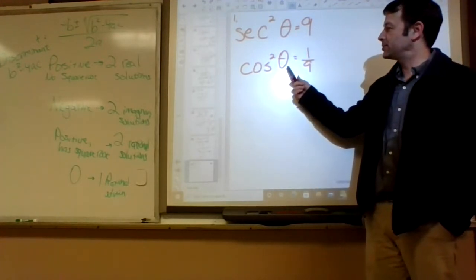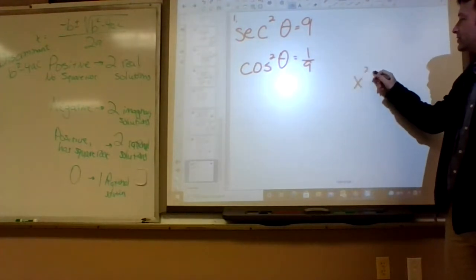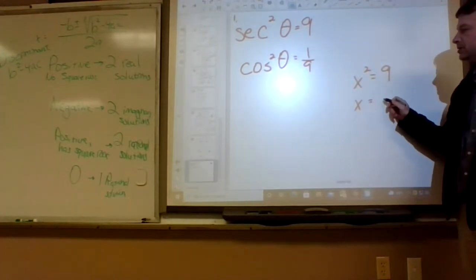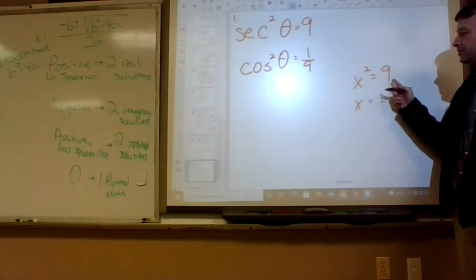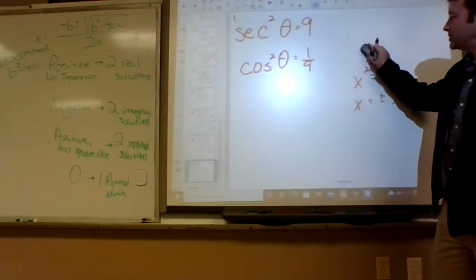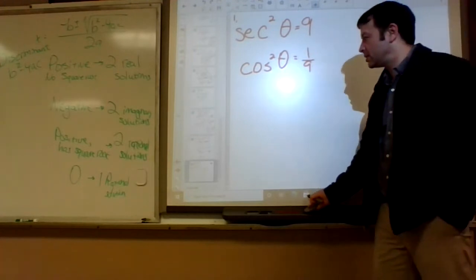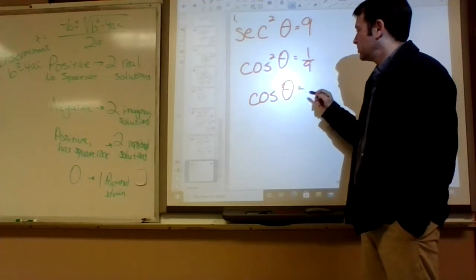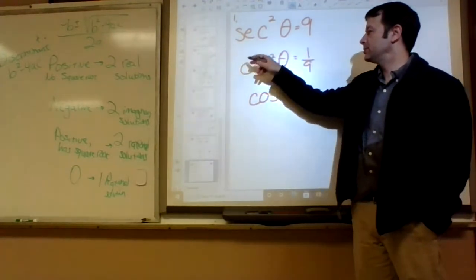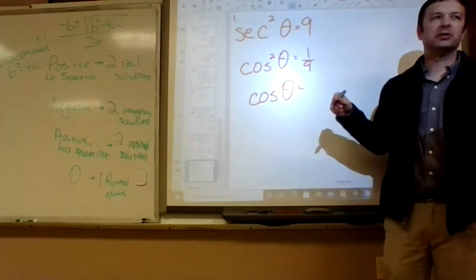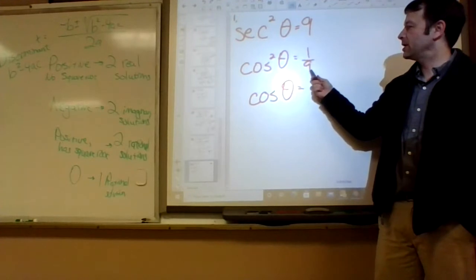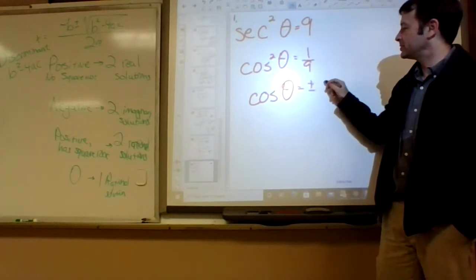Okay, let me back up for a second. If x squared equals 9, what would x equal? 3. The square root of 9, which is 3, plus or minus. Yeah, it could be negative 3, right? Because negative 3 squared also equals 9. So if cosine squared equals 1/9, then cosine would equal, well, same thing, you do the square root. What's the square root of 1/9? What's the square root of 1? 1. What's the square root of 9? 3. So it's positive or negative 1/3.